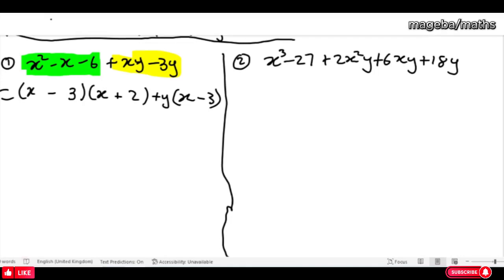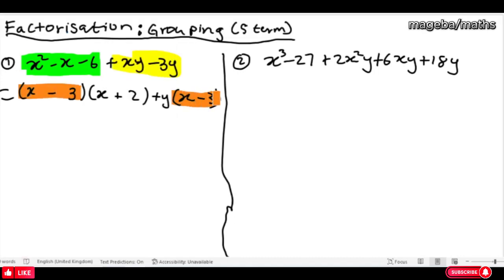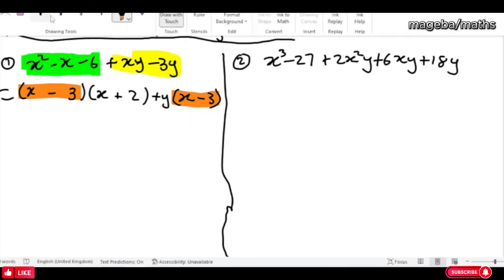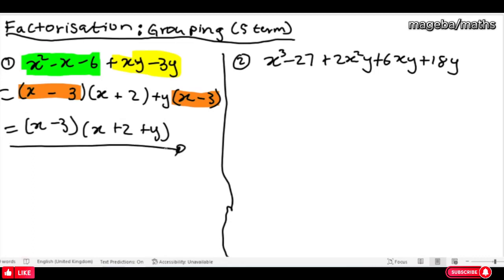From there, you can see that this and this are the same, which is the common factor. So we can take a common factor of x minus 3. After taking this common factor, what is left? We're left with x plus 2 plus y. Remember, this y is going to be inside this bracket because we've already taken out the common factor of x minus 3. What is left is x plus 2 and then plus y. And from there, we are done.